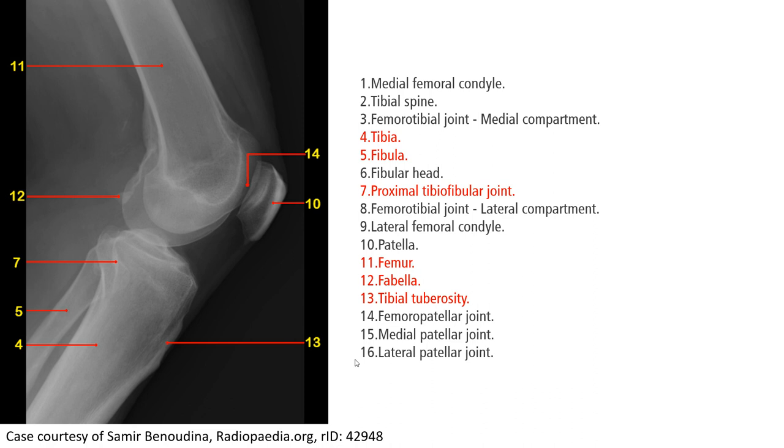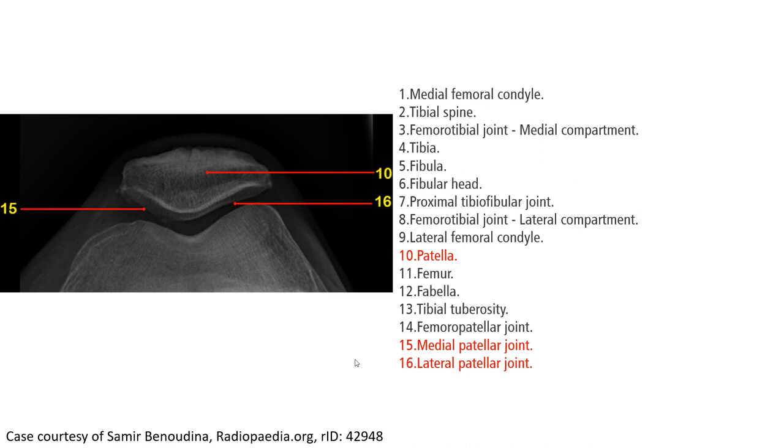On the lateral view, we can see the normal anatomy or look for abnormality. Number four we call tibia, number five is fibula, number seven is proximal tibiofibular joint, number 11 is femur, number 12 is fibula, number 13 is tibial tuberosity. On the skyline view, we can look for the patella, number 10. Number 15 is medial patellofemoral joint. Number 16 is lateral patellofemoral joint.